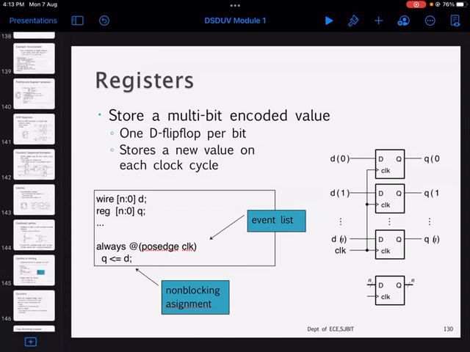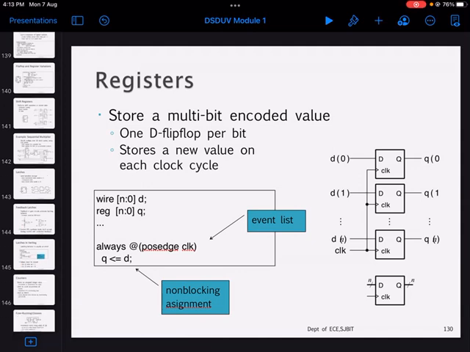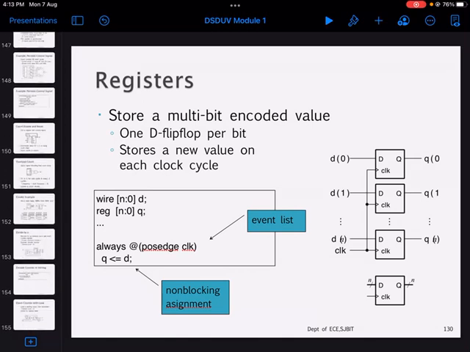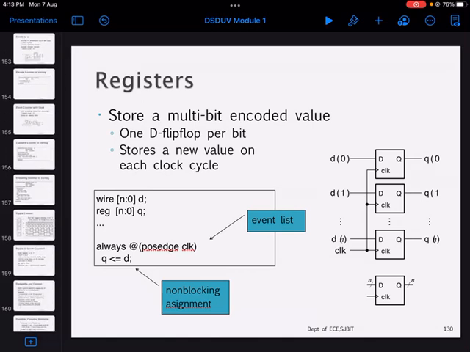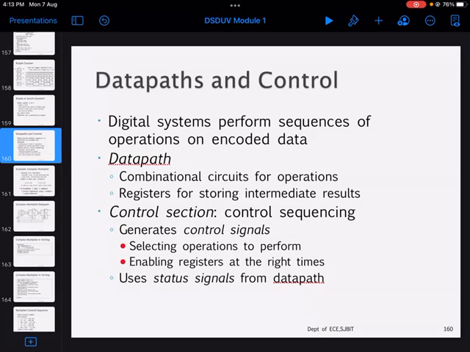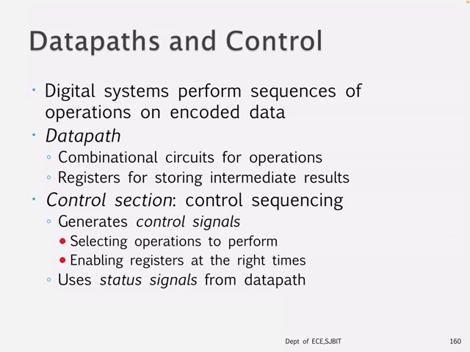And there is something called finite state machines, FSMs. Before that, let us have a look at the data path as well as the control path. In a digital system, many computations have to be done. A sequence of operations will be done on the data by using the data path as well as the control path.